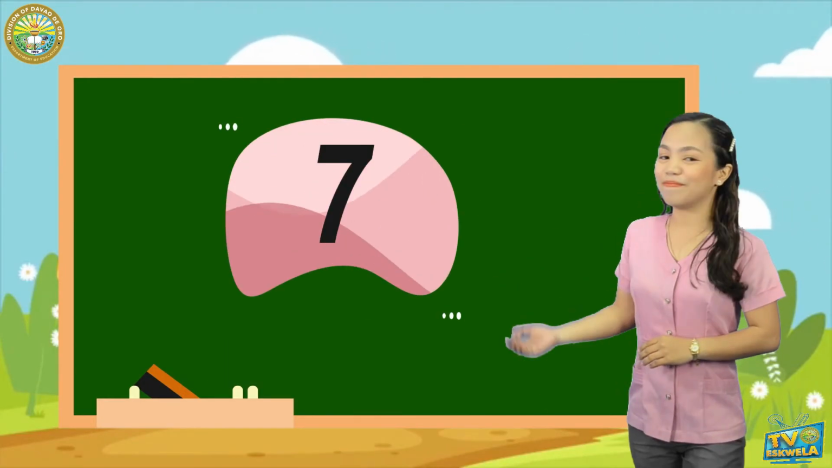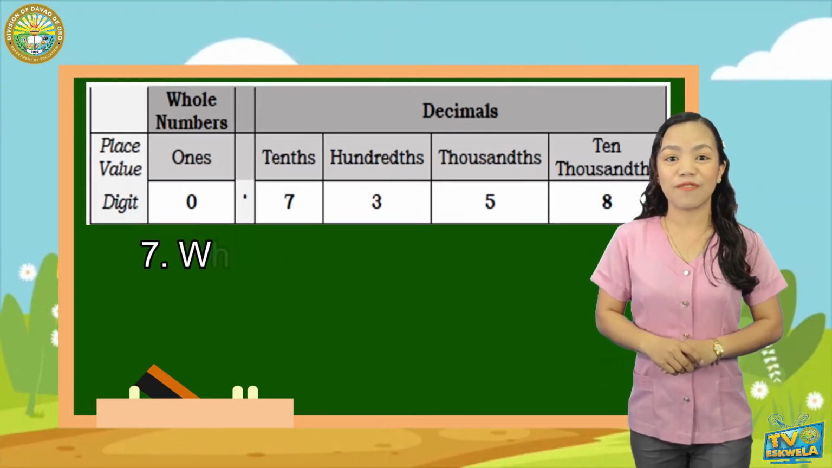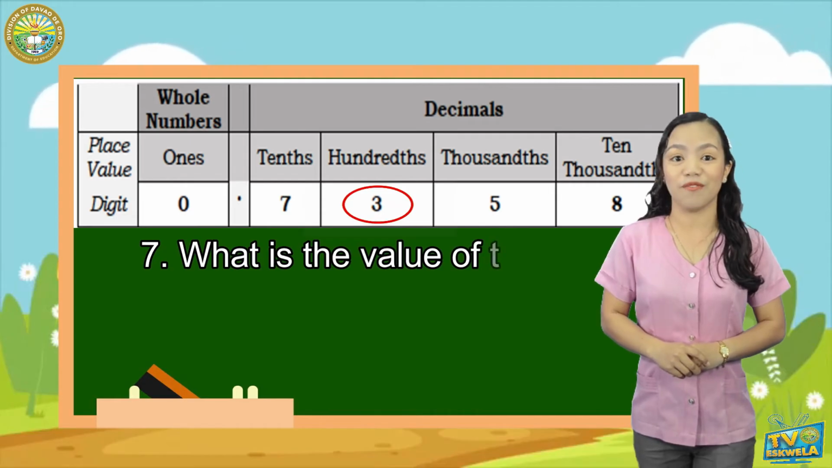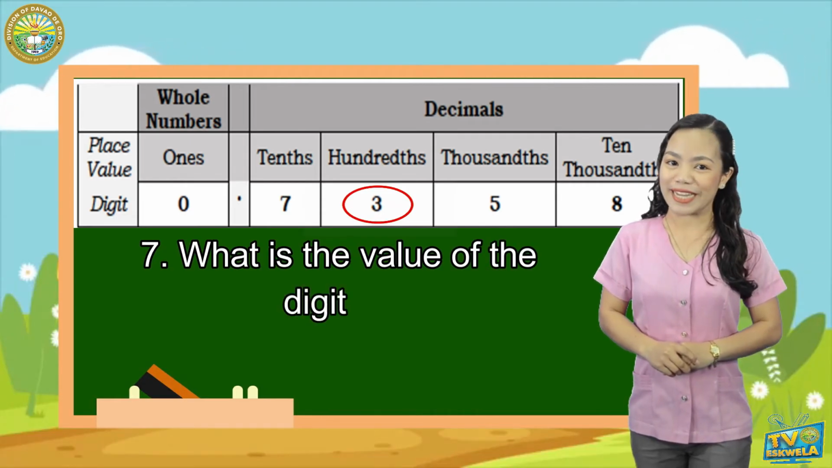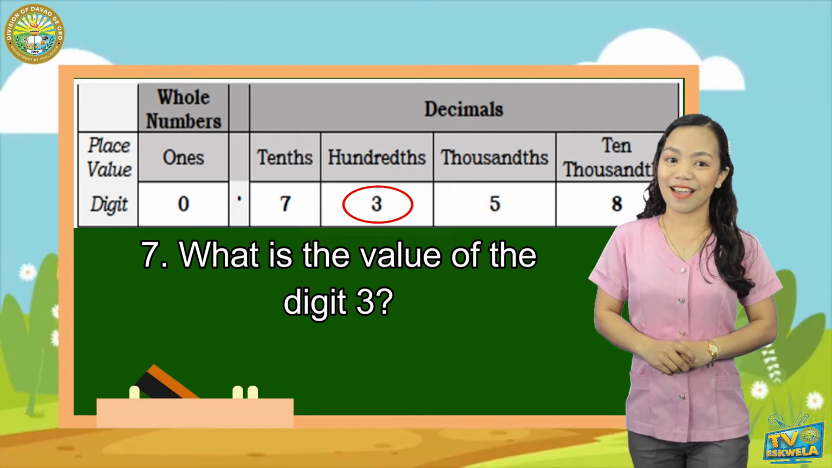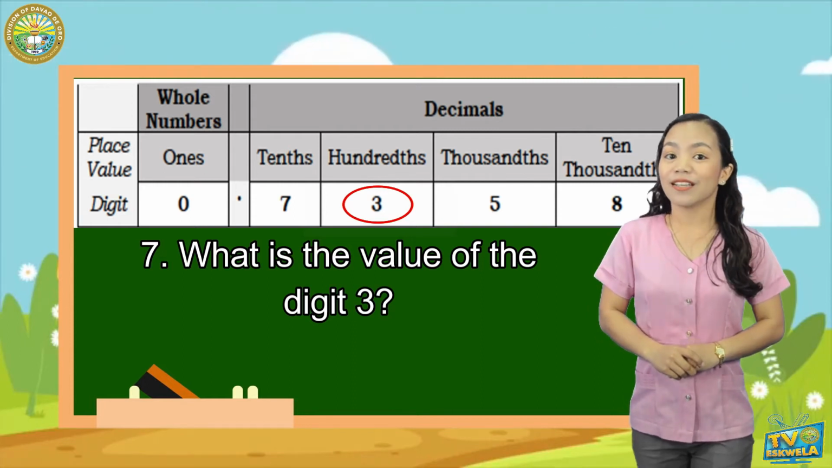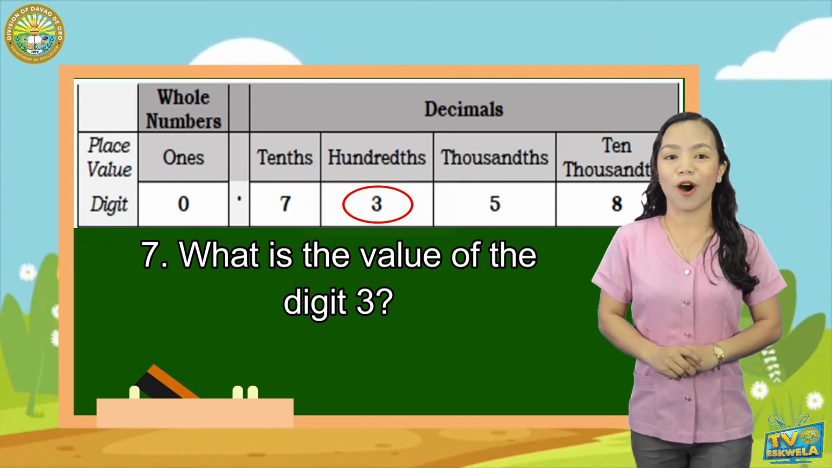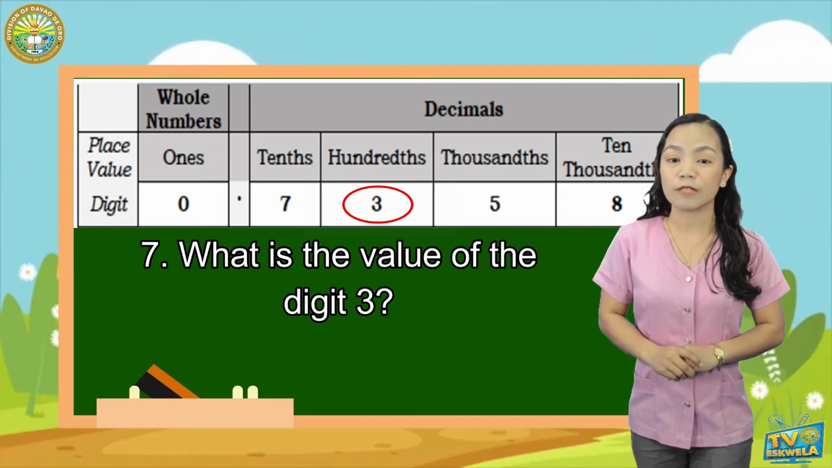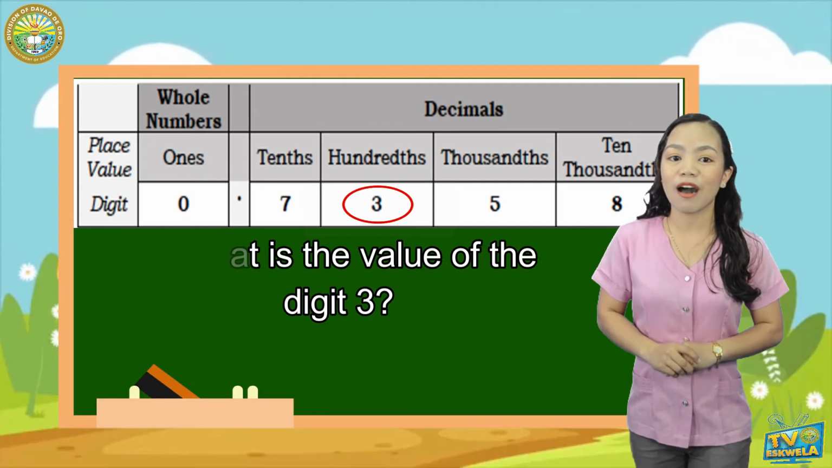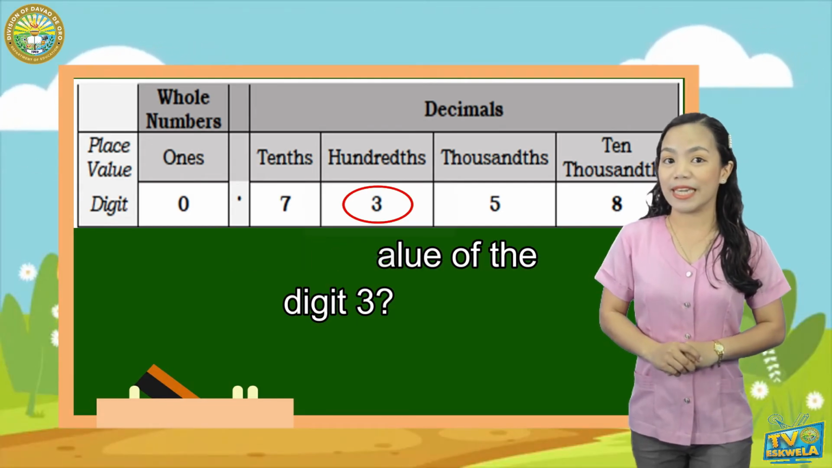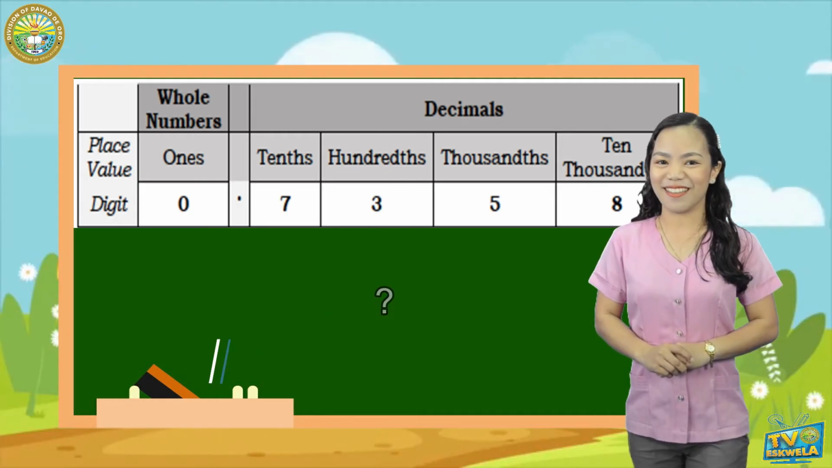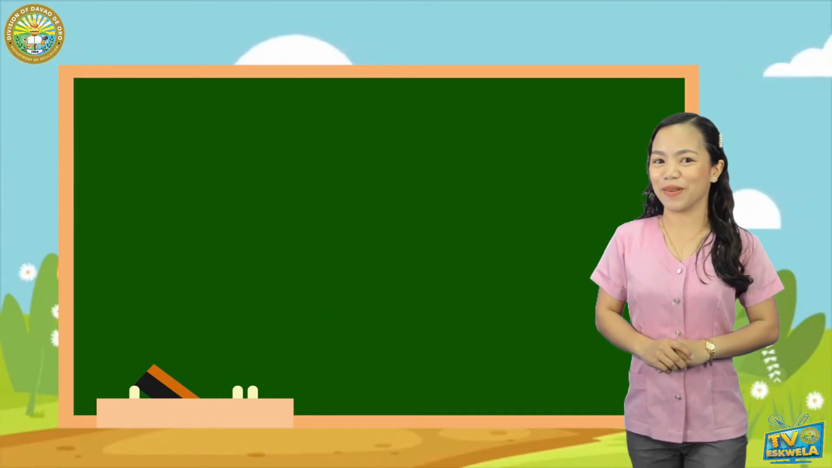Number 7. What is the value of the digit 3? You can see there 0.03. That is because the digit 3's place value is in the hundredths place, making its value 0.03. That's easy to remember.